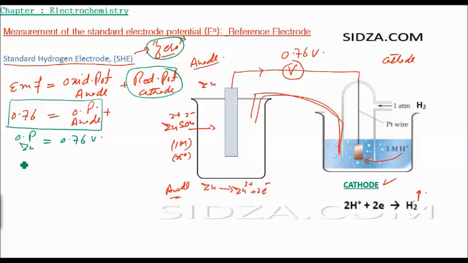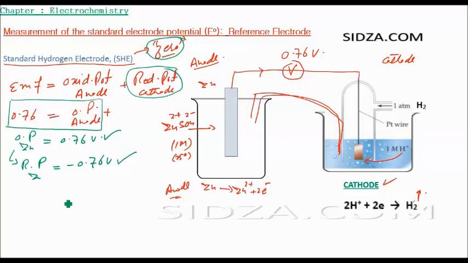Previously we have discussed that we can convert the oxidation potential into reduction potential and reduction potential into oxidation potential simply by changing the signs. So if the oxidation potential of zinc is 0.76, I can find its reduction potential. I can say the reduction potential of zinc will be minus 0.76 volts. So zinc has a high oxidation potential and a low reduction potential. Correct?